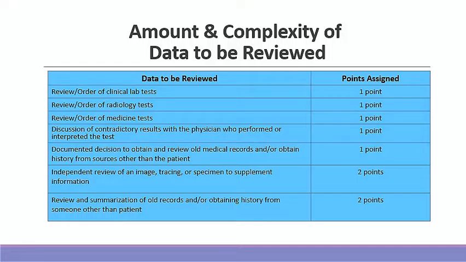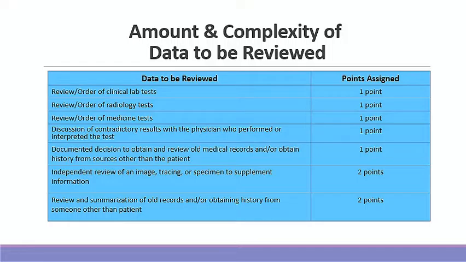The next category in this element is independent review of an image, tracing, or specimen to supplement information. This is worth 2 points. This category differs from the 3 categories at the top of the table that are worth 1 point because the provider is independently or personally reviewing the image, tracing, or specimen. To receive credit for this, the provider should document that they personally reviewed the image, tracing, or specimen, as well as a summary of their findings.